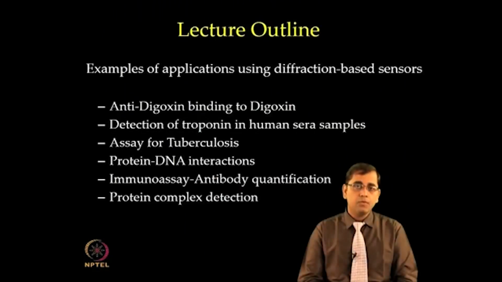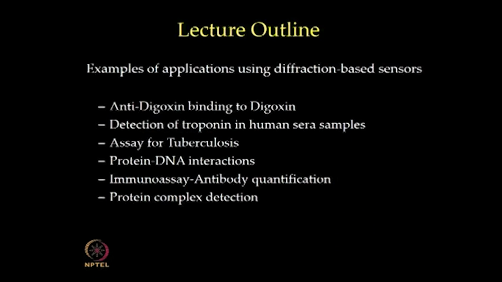In our last lecture, we learnt about the basics of diffraction-based sensors from Professor Cynthia Go. Today, we will continue with our discussion on this approach with her. She will demonstrate various examples for measurement of molecular interactions using diffraction-based biosensors. So, let us start by viewing an example for direct and label-free measurement of anti-digoxin binding to digoxin. We will talk more on how to measure protein interactions.